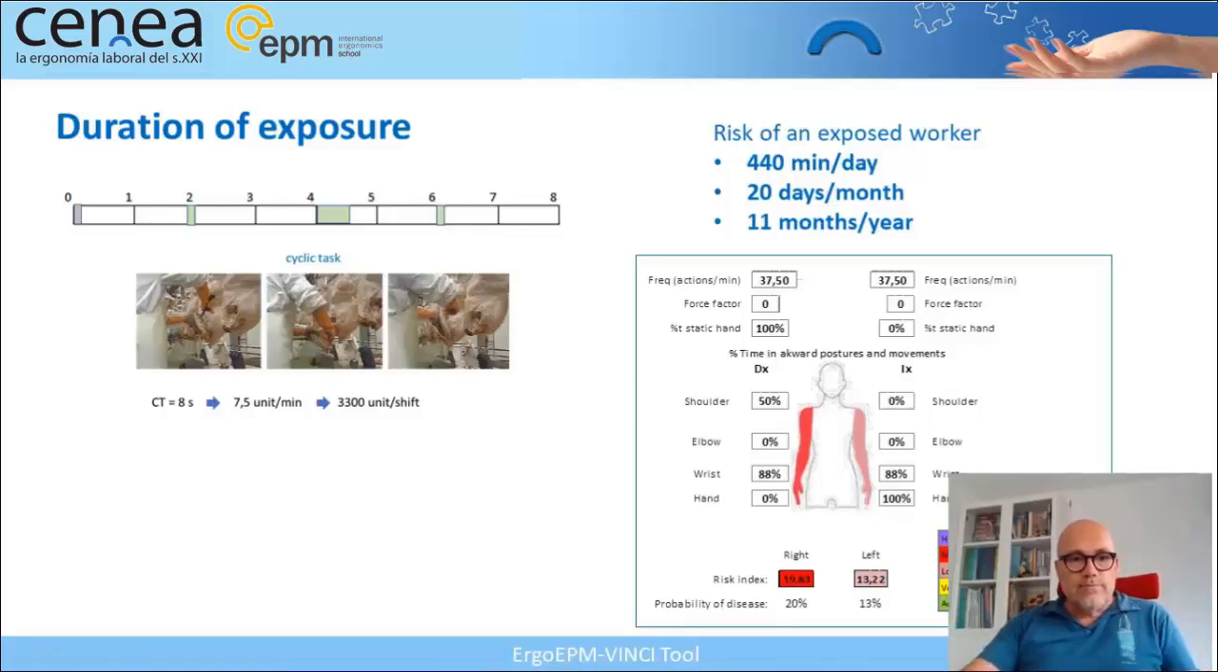Good. With this information we can assess the risk level of the person that we have here, with a medium significant risk in the right upper extremity and a low significant risk level in the left upper extremity. These levels of risk, and therefore these probabilities of developing a musculoskeletal disorder in the upper extremities, will be experienced by the person who performs this work for 440 minutes a day. Every day, that is, 20 days a month, for 11 months a year.